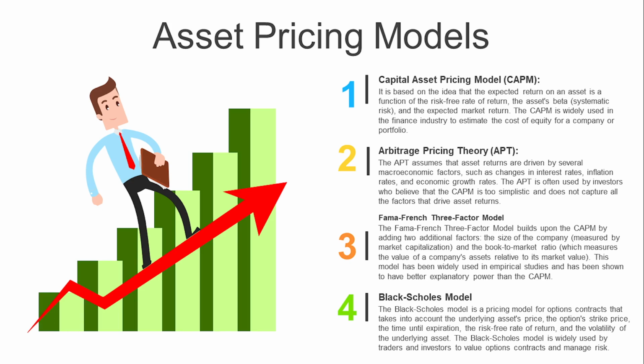The CAPM is based on the idea that the expected return of an asset is a function of the risk-free rate of return, the assets beta, that is the systematic risk. You know what the systematic risk is. That is what we call the market risk, and the expected market return. The CAPM is widely used in the finance industry to estimate the cost of equity for a company or portfolio.